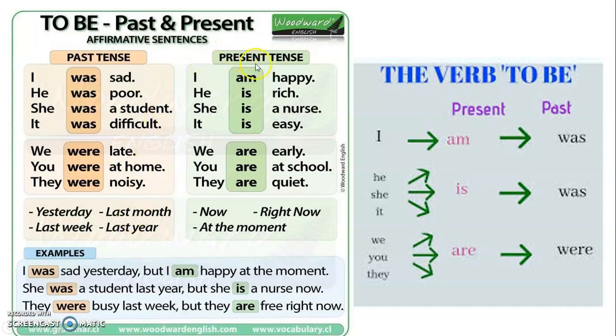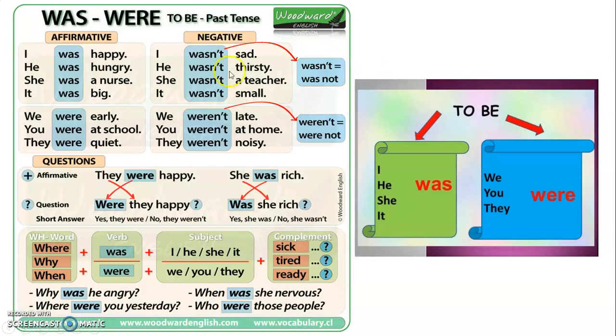The present is made of three forms, am, is, are. I am happy, he is rich, we are early, but all this here is to speak about the present, now, right now, or at the moment. For example, I was sad yesterday, but I'm happy at the moment. She was a student last year, but she's a nurse now. They were busy last week, but they are free right now. Now let's look at the next slide.